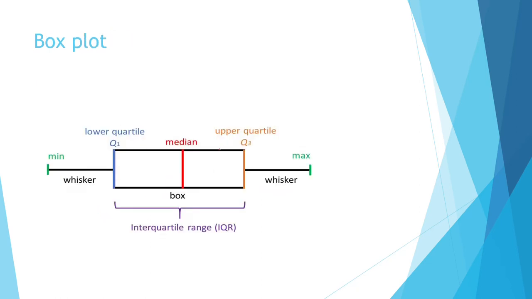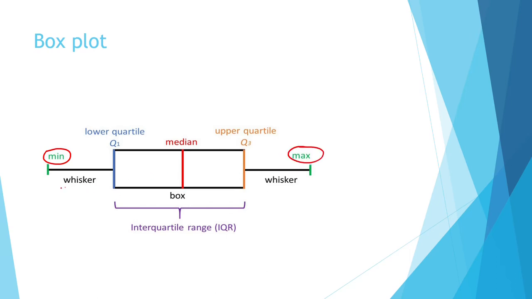Here is a box plot. Notice that in the center we have a box. That's where the majority of the data lies. On the left side of the box we have a whisker, and that is where the data value extends all the way to the minimum. And on the right side we also have another whisker, and that's where the data value extends to the maximum.